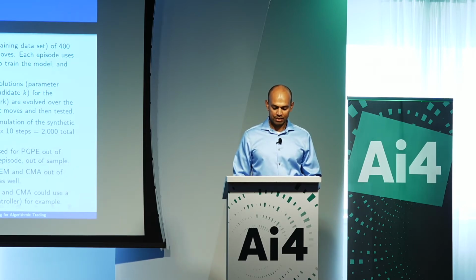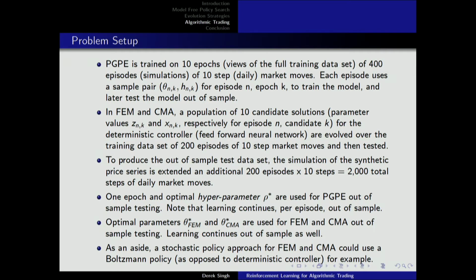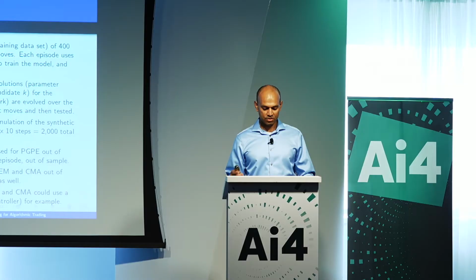A little bit of information about the out-of-sample test set: 200 episodes, again 10 steps, 2,000 total daily market moves. As I said before, learning continues out of sample. That's a choice. You could run it either way. And one other aside, for this exercise we're using a deterministic controller. We could do something more sophisticated. We could use a Boltzmann policy so that it's not a deterministic controller, but in fact a stochastic controller. But for this exercise, in the interest of being consistent, I used a deterministic controller.